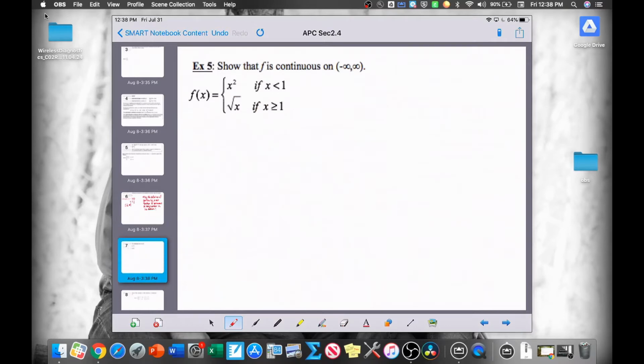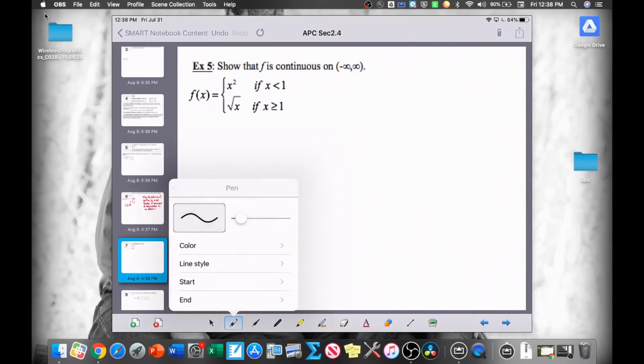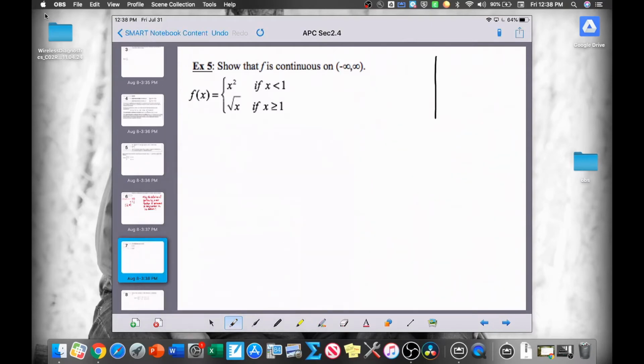Example 5 says, show that f is continuous on negative infinity to positive infinity. Well, we are given the function f of x, and we can see that this is a piecewise function. We've got one piece of our function being x squared, which we know is a polynomial. Specifically, it's a parabola. And that's for values of x that are less than 1. So right now, I'm just going to sketch a picture of what this looks like, because I can easily graph y equals x squared.